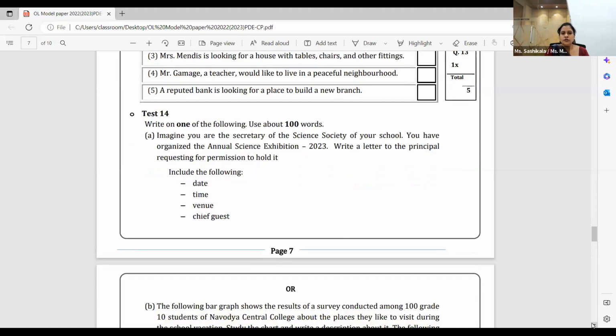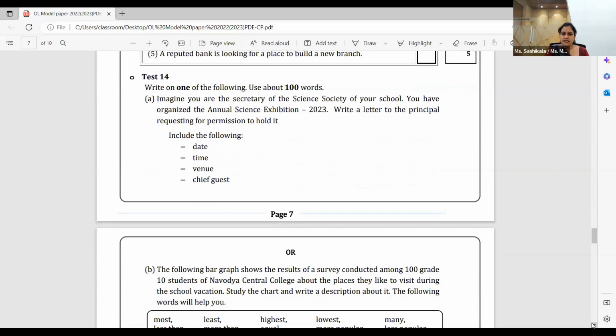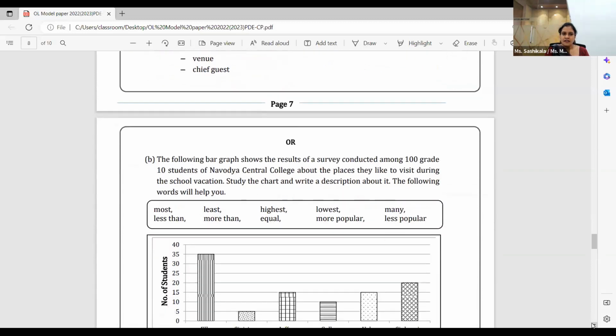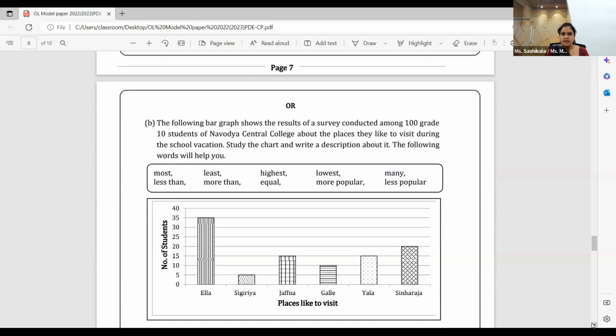And also you will be getting a question related to a bar graph, bar chart, pie chart, or a table to write a report. So those are the two options in question 14. I'll be discussing option B, that is writing a description, writing a paragraph, writing on a chart or graph given here.